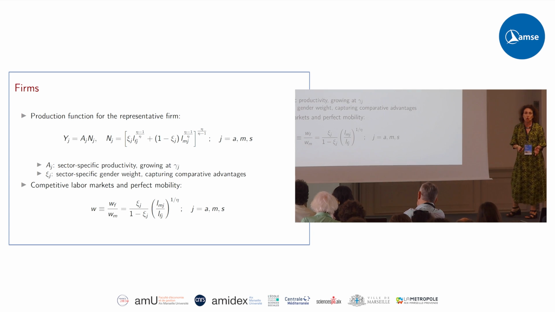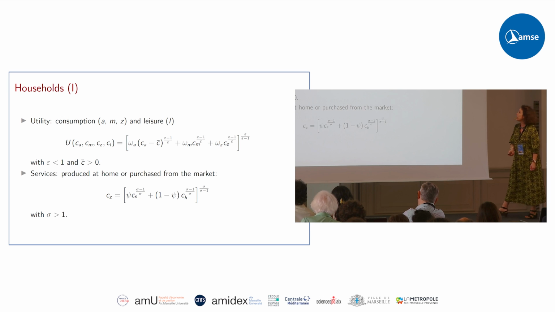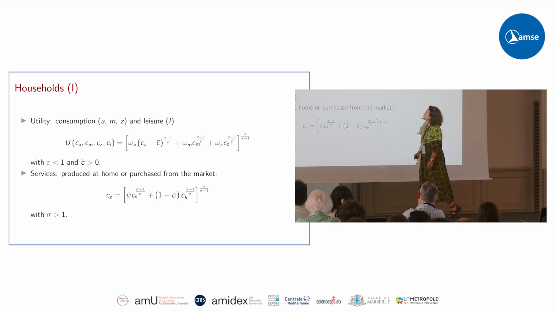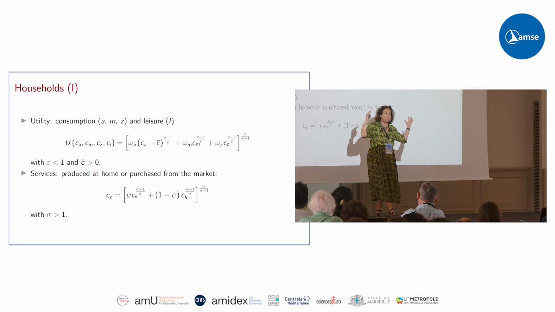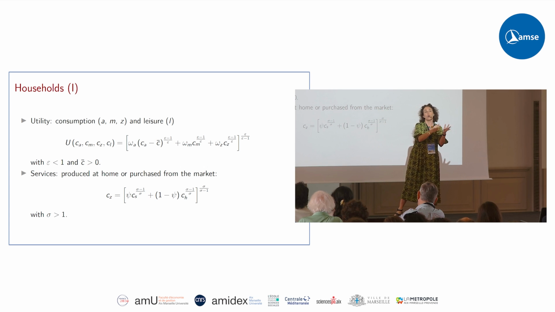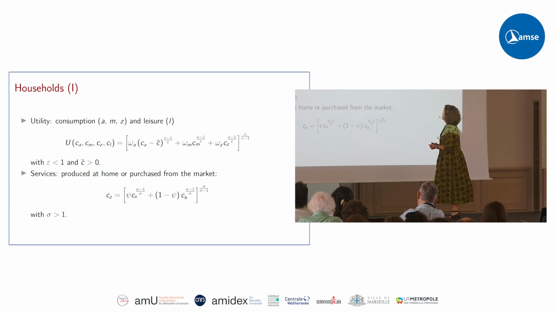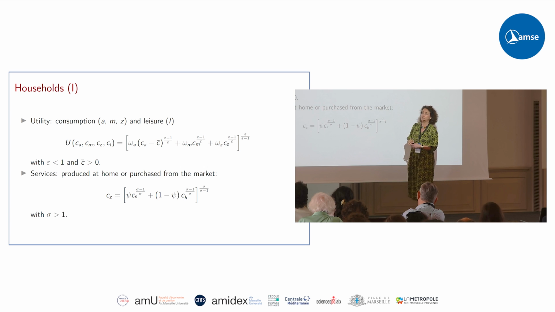The labor markets are competitive, there is free mobility, so the wage ratio between men and women is the same across all sectors. Households consume goods from agriculture, manufacturing, and services. I'm calling services Z because this is a compound service sector that is including home services and market services. It's a CES utility function.